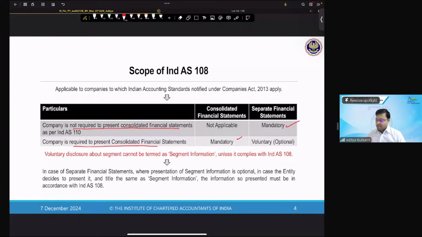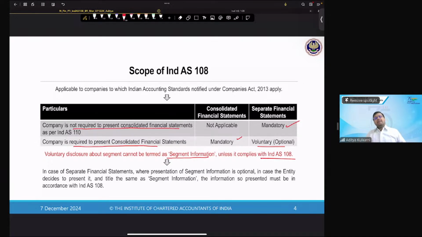But in the separate financial statements, it is only voluntary. It is only voluntary. Because ultimately in the consolidation, we are sitting today looking at the group's results. So there, if the disclosure is there in the separate financial statements, you can keep it voluntary. Voluntary disclosure. Suppose now you do a voluntary disclosure, you cannot name it as segment information. If you name it as segment information, it must be in line with Ind AS 108.